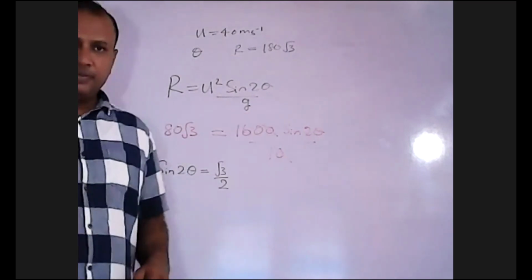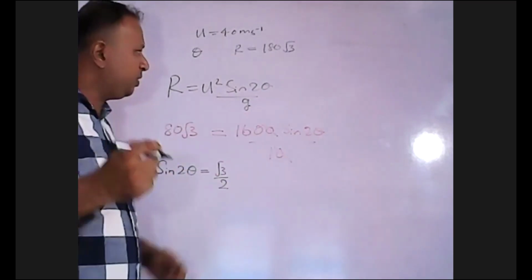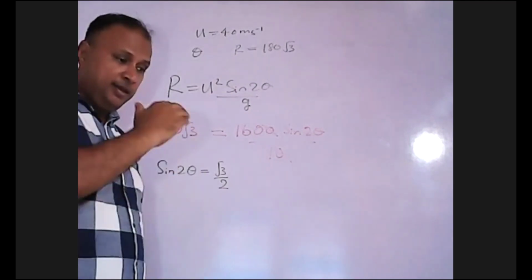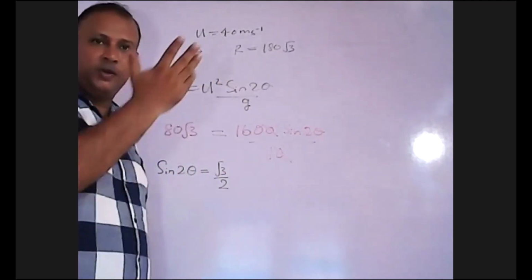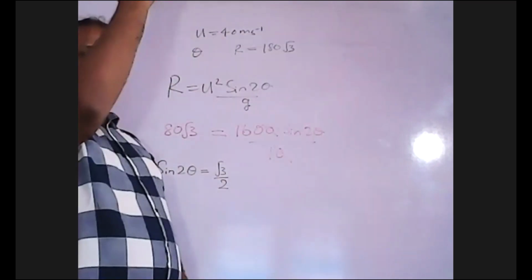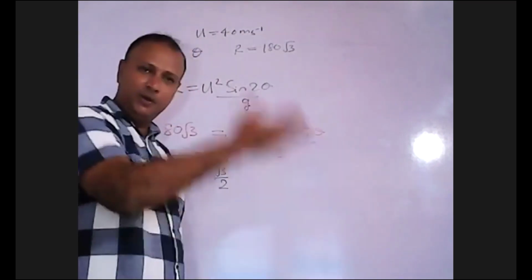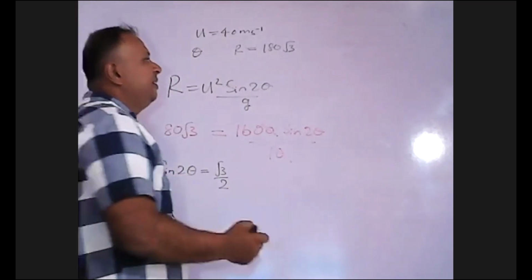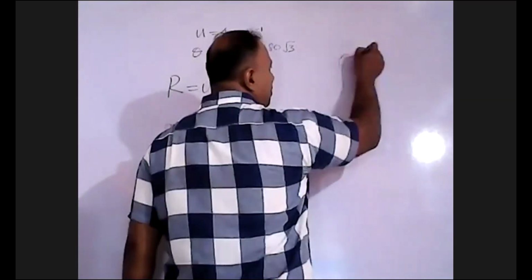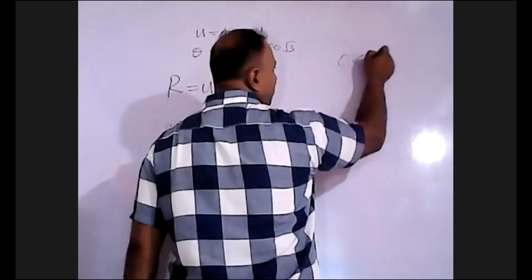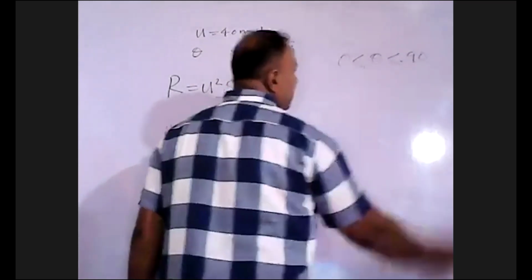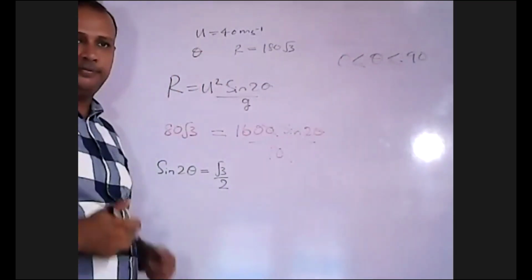Theta angle, if it is a projection, theta angle is in between 0 to 90. Therefore, if it is a projection, theta is greater than or equal to 0 and less than or equal to 90.